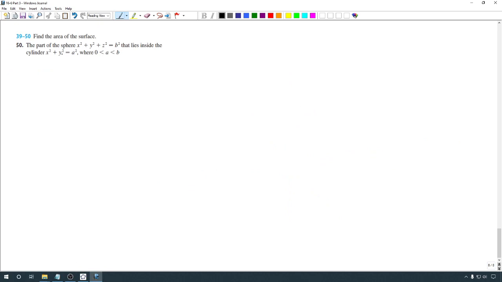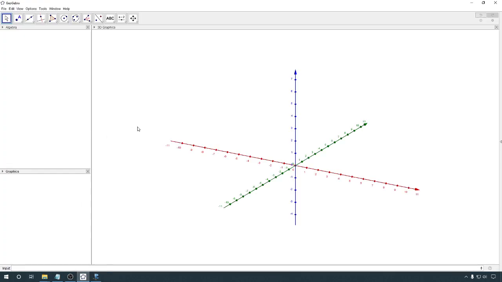So here we're looking for the area of the sphere that is inside the cylinder x squared plus y squared equals a squared, where a is between 0 and b. Now if we go ahead and plot this thing, I'm actually going to plot it for a equal to 1 and b equal to 2. So here we have the sphere of radius 2, so that equals 4. And the cylinder, x squared plus y squared equals 1, because it has radius 1.